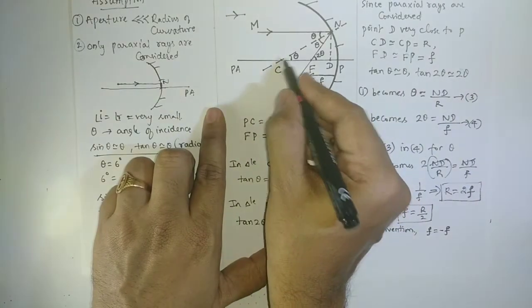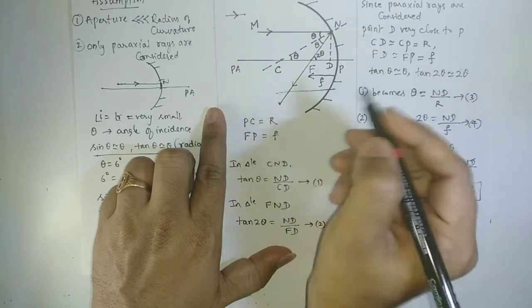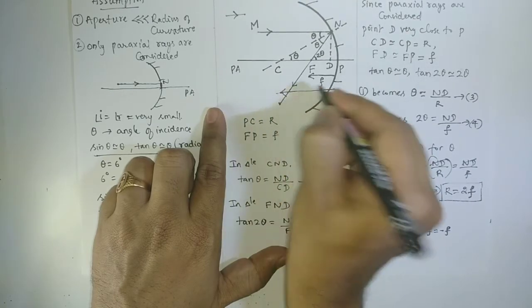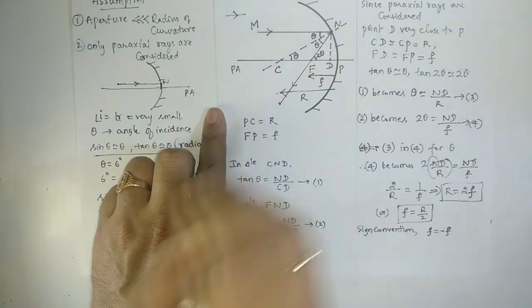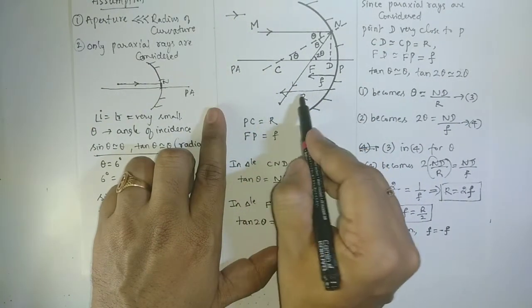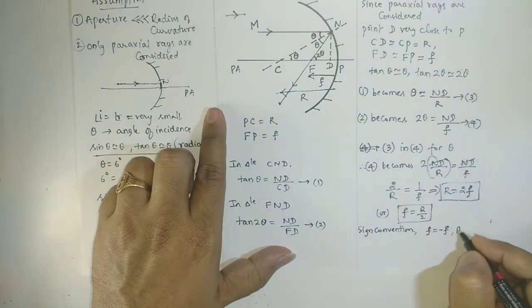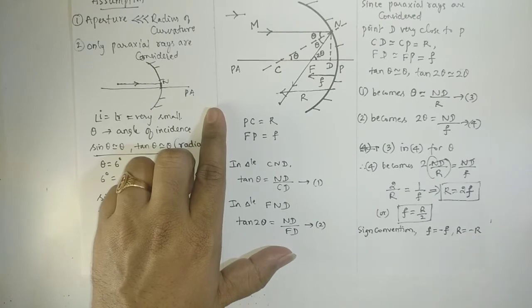Similarly, if you measure the radius of curvature, which is the distance measured from the pole to the center of curvature, this will be your radius of curvature. Again, they are opposite, that is, the radius of curvature is measured opposite to the direction of incident light. As a result, the radius of curvature will be negative.